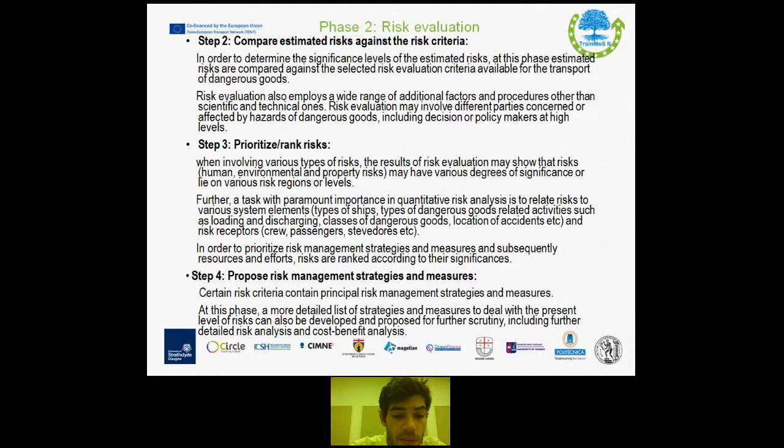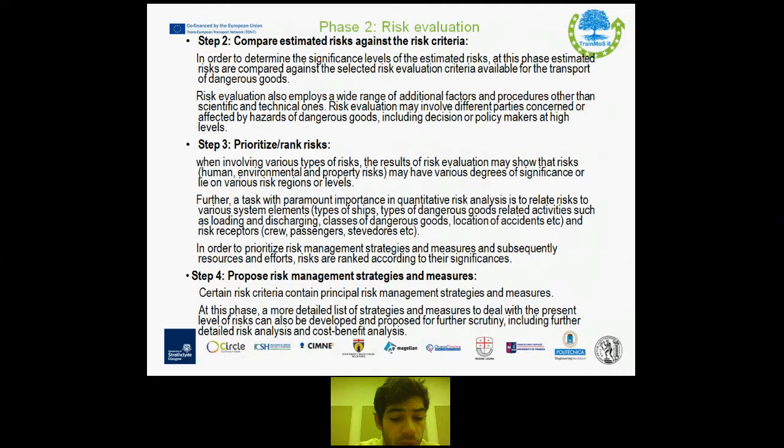Further, a task of paramount importance in quantitative risk analysis is to relate risks to various systems elements, such as types of ships, types of dangerous goods related activities such as loading and discharging, classes of dangerous goods, locations of accidents, etc., while also the risk receptors, among which the crew, passengers, and stevedores. In order to prioritize risk management strategies and measures, and subsequently resources and efforts, risks are ranked according to their significance, while step 4 in the risk evaluation process is to propose risk management strategies and measures.